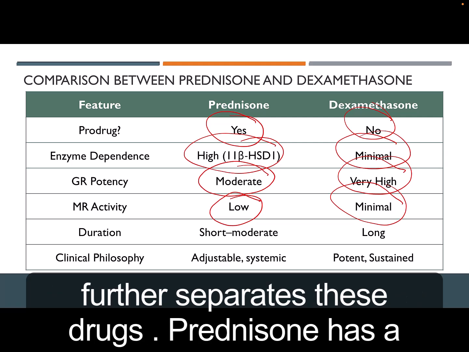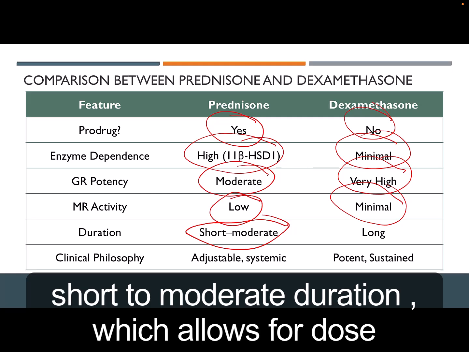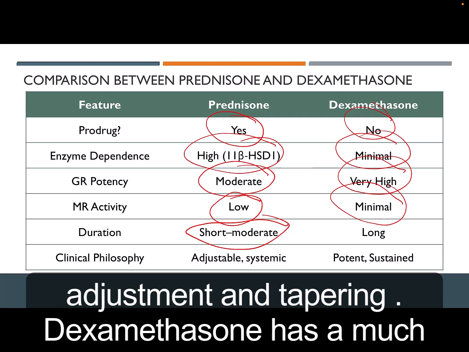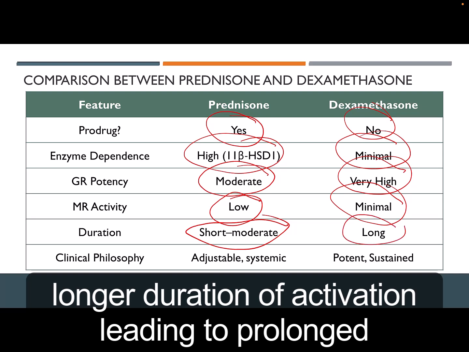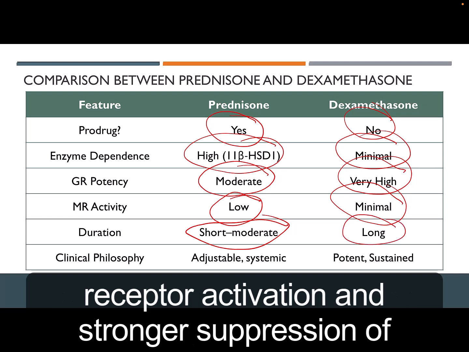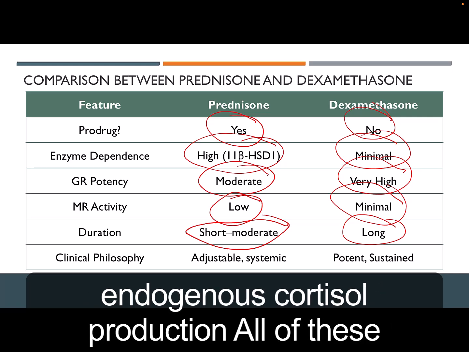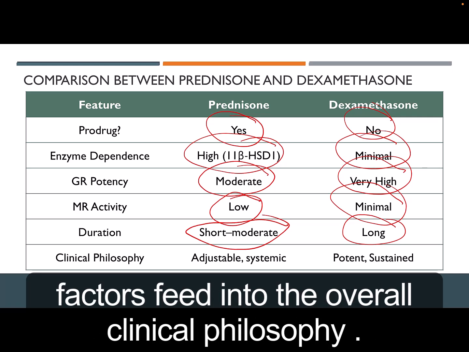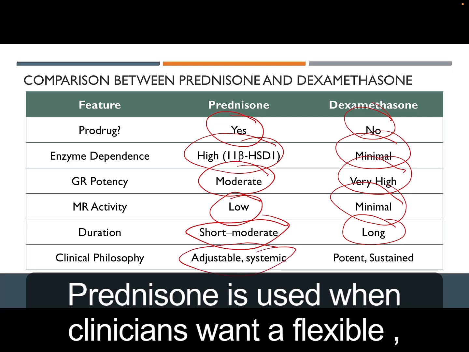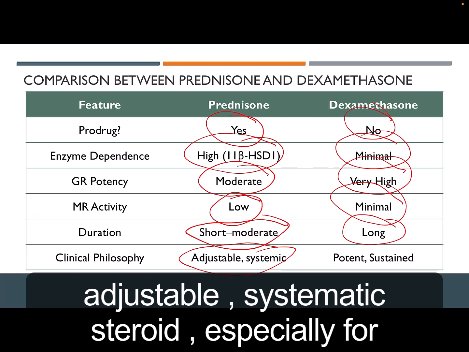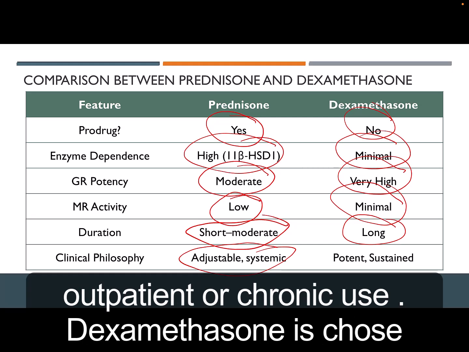Duration of action further separates these drugs. Prednisone has a short to moderate duration, which allows for dose adjustment and tapering. Dexamethasone has a much longer duration of activation, leading to prolonged receptor activation and stronger suppression of endogenous cortisol production. All of these factors feed into the overall clinical philosophy. Prednisone is used when clinicians want a flexible, adjustable, systemic steroid, especially for outpatient or chronic use.